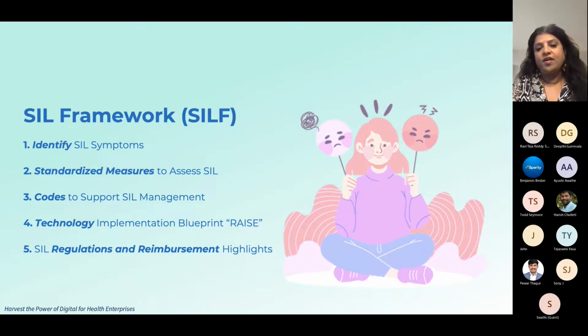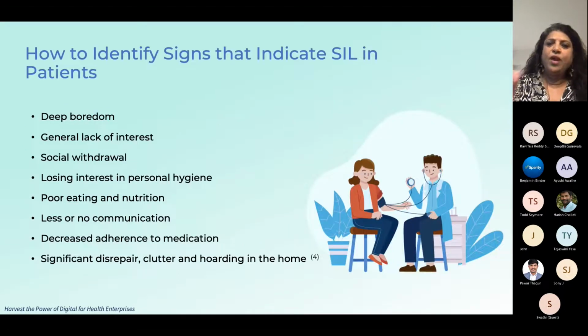So what we have provided is a framework for when you are about to identify an enabler, or when you're about to implement holistic care for your patients: what are the different things you need to look at? First is a quick glimpse of the different symptoms you need to identify in your patients. Very quickly, when they come in, are they making eye contact? That's the first starting point.